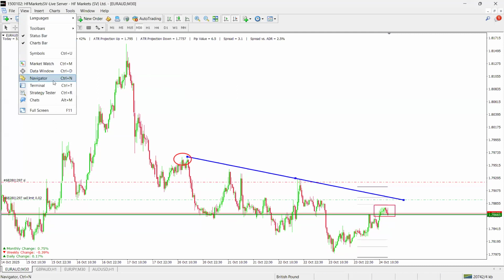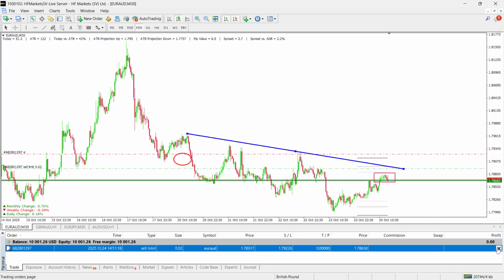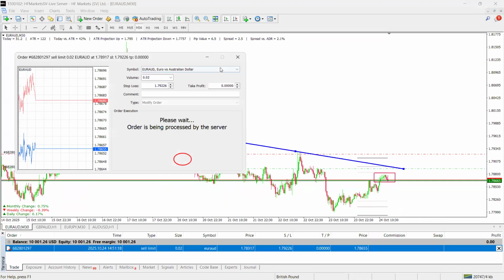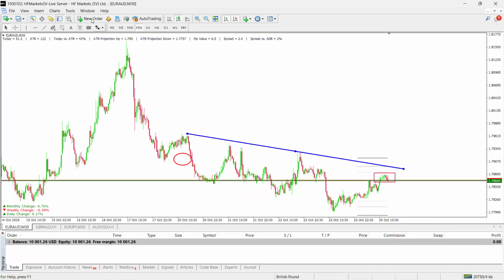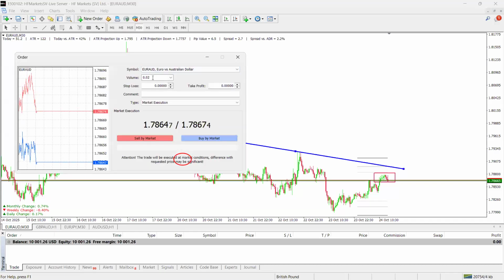Let me first delete my pending orders because that's the proper one. Delete this. And instead of taking the normal 0.02, I will take a 0.01. Listen, see what I've just done.